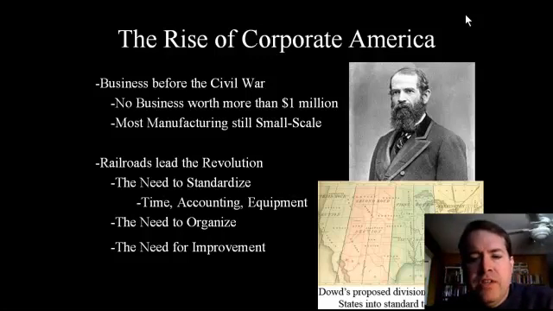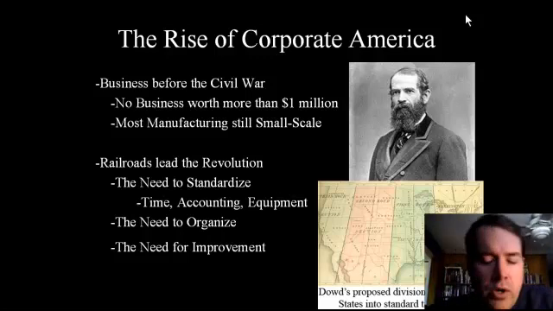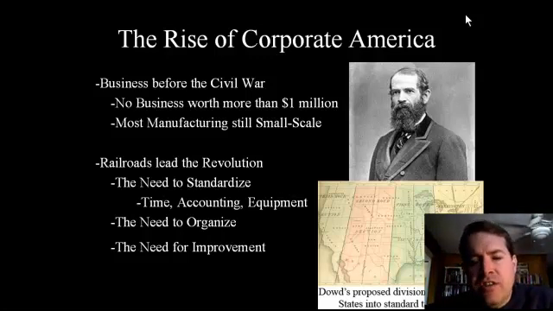You would have railroads that did nothing more than go from New York to Albany, New York. You would have railroads that would go from Nashville to Atlanta. And one of the problems of these early railroads is that there was no standardization. No standardization in organization, in terms of accounting and business practice, and especially equipment.